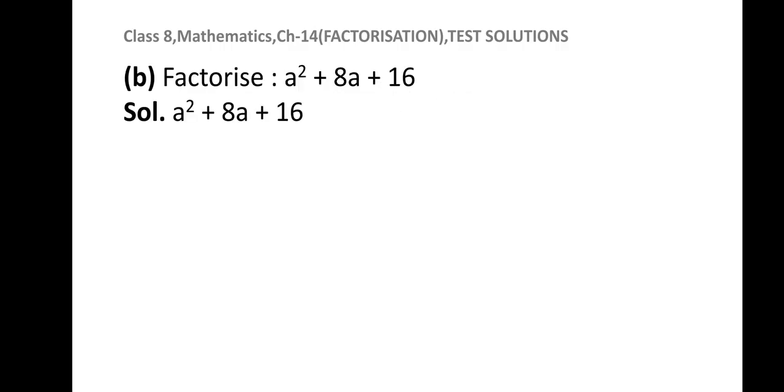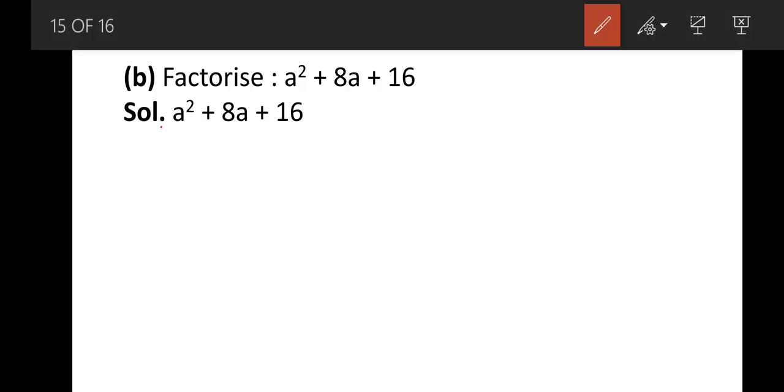Now coming to B part, that is the last part of this question number 11 and the last part of the last question I should say. So this is a square plus 8a plus 16. We need to factorize this. And dear children, if you observe this, a square is given to us, that is a square. This 16 can be written as 4 square. So there are chances that we can apply identity number 1. Let us see whether we can apply identity number 1 here or not.